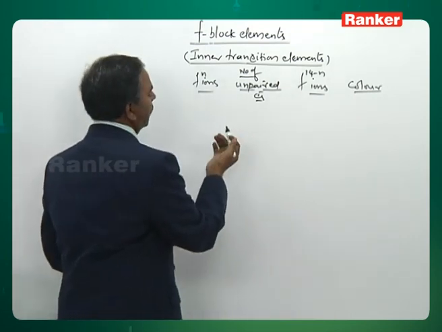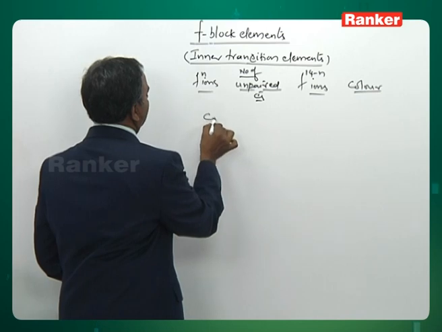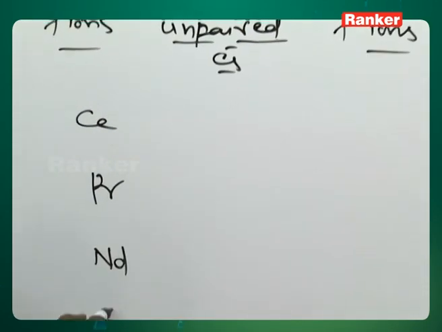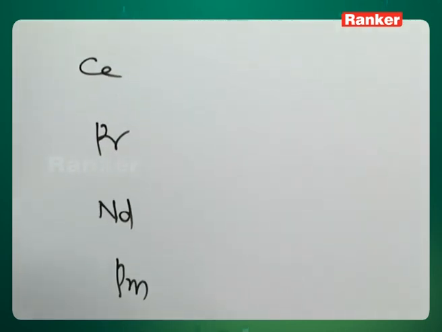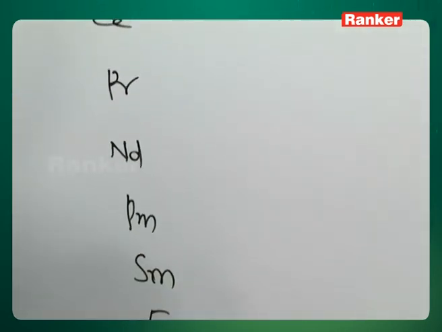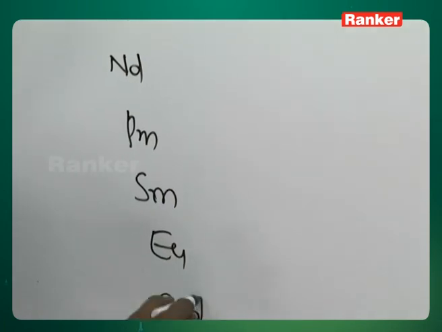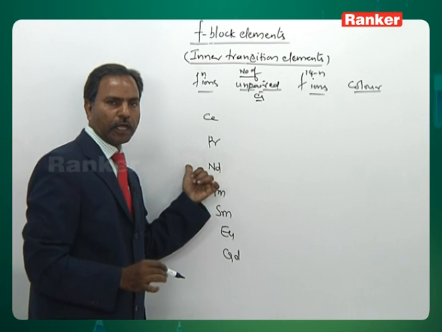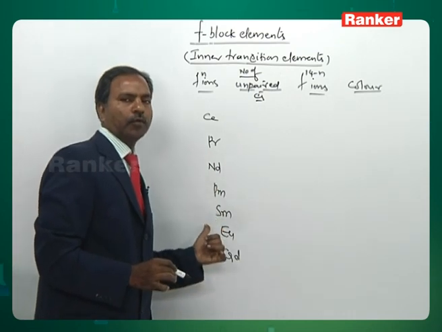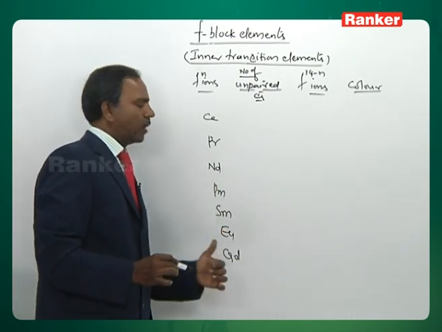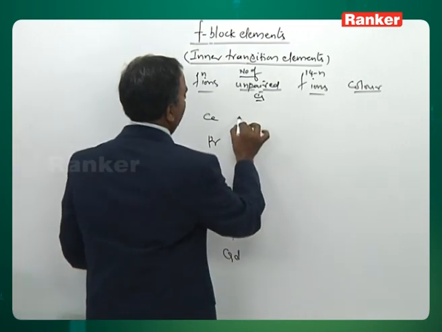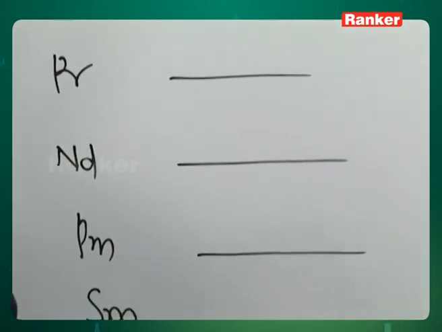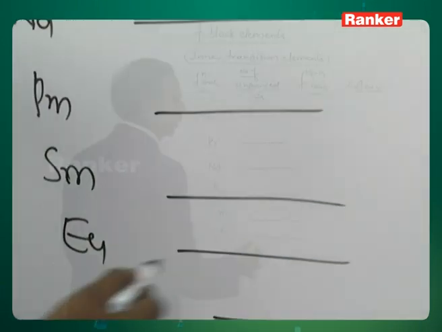Let me make a table. You observe this now: cerium, praseodymium, neodymium, promethium, samarium, europium, gadolinium. Up to 7 elements are written. Next, we have to start again in a similar way, from gadolinium to the last element. Like this, we can make 7 pairs of these lanthanides.